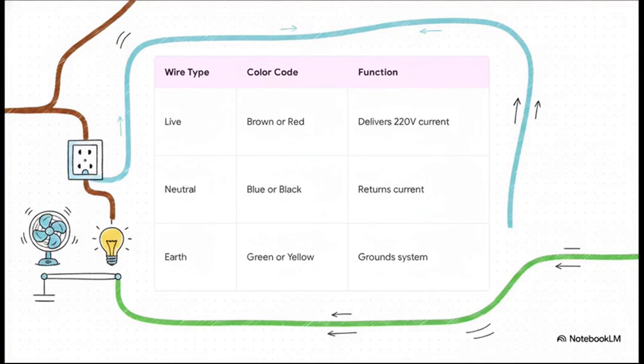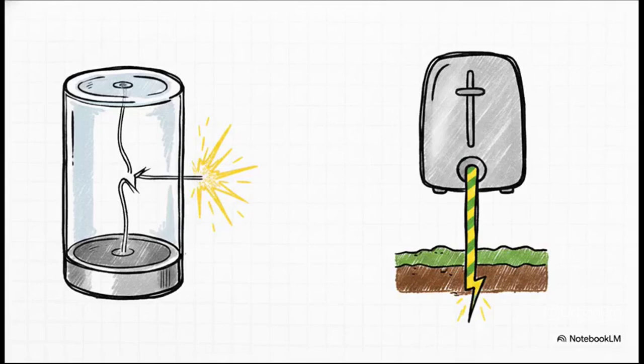Your home's appliances are wired in parallel across the live and neutral wires. That parallel setup is why your TV and your kitchen lights can operate totally independently, each getting their full 220 volts. Now, because we're dealing with serious electrical and magnetic power here, things can absolutely go wrong.